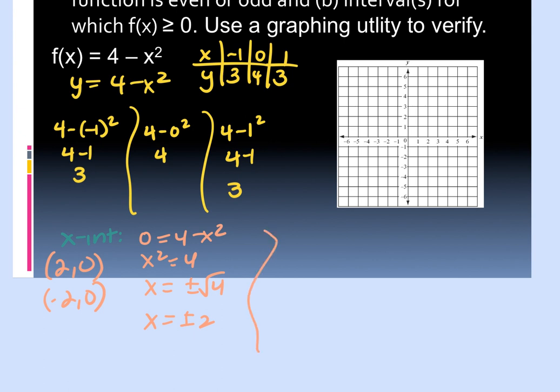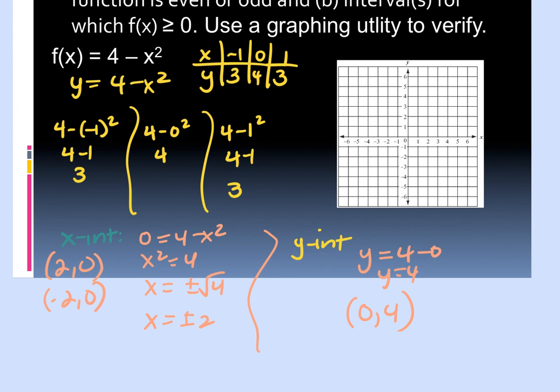And then I can find my y-intercept by plugging 0 in for x. Y equals 4 minus 0, and y equals 4. So that's the other way to do it. You can either plot points, or if you get enough information from your intercepts like you did in your quiz, you don't have to do both. But let's plot all that stuff.